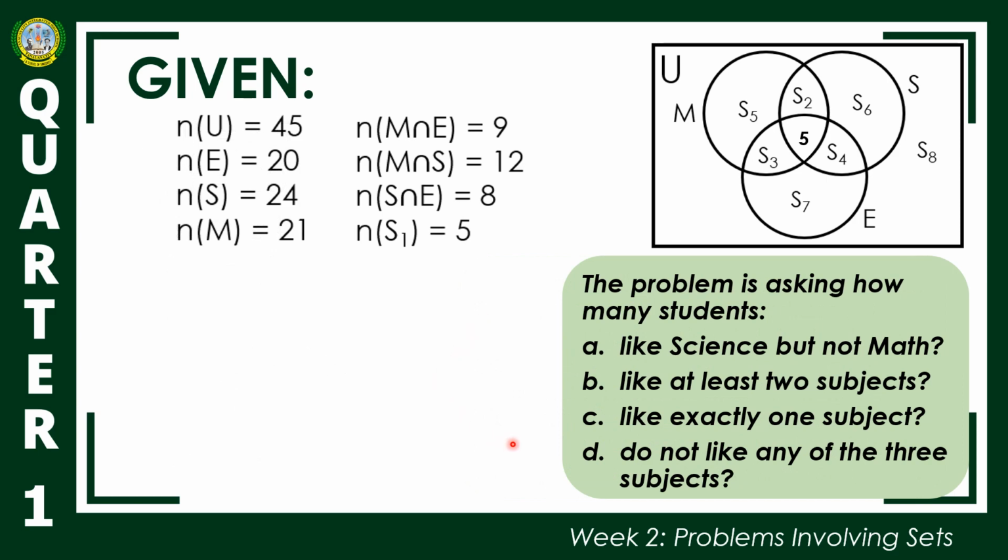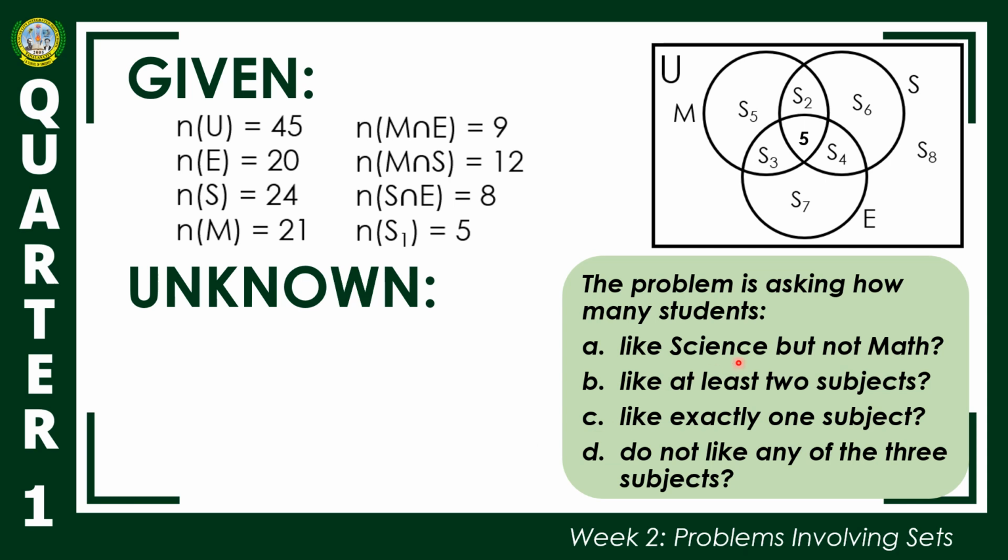Pagkatapos nating tukuyin yung mga given values sa problem, ngayon naman ay yung mga unknown. The problem is asking how many students like science but not math. Ang keyword po is but not. So, ito po ay difference. How many elements are there in S that are not in M? So, ito po ay ang sum ng elements ni S sub 4 and S sub 6.